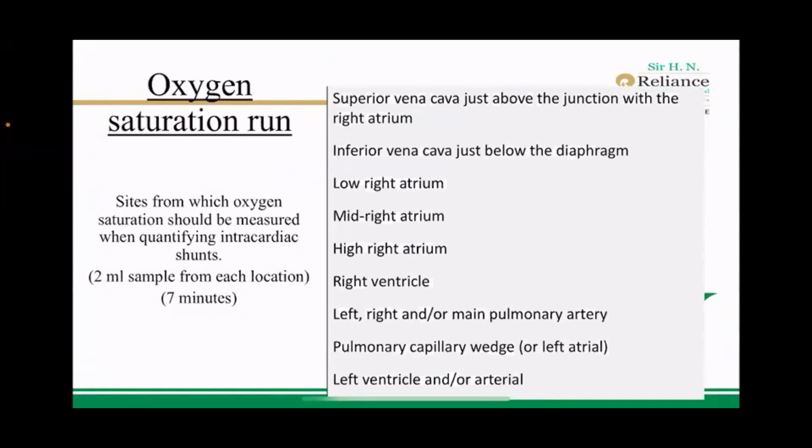SVC just above the junction of the RA, IVC just below the diaphragm. In RA, you take samples at three different sites: low RA, mid RA, and high RA, then RV, then left and right and main pulmonary artery, then left atrial or pulmonary capillary wedge, and left ventricle or arterial sample. So these are the different sites from which you take the sample to calculate the saturation. And you usually take multiple samples from each site and take an average of each.